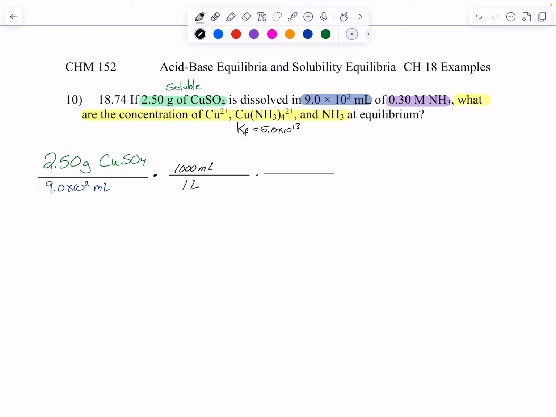Well, copper is 63.55 grams per mole. Plus sulfur is 32.07, plus 4 times 16. So 63.55 plus 32.07 plus 4 times 16. I get 159.62.